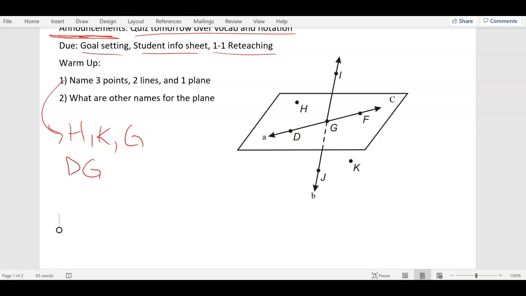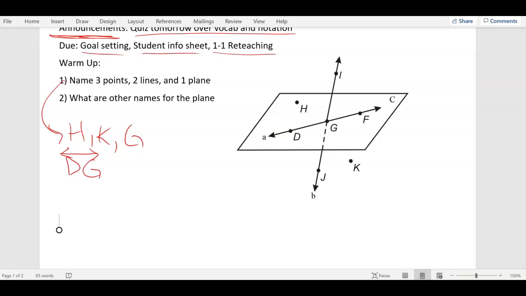But if it's a line, what do I got to put on top? A line with 2 arrowheads, okay? You can never just put 2 letters with nothing on top. Something always goes on top. So DG with a little 2 arrowheads on top, a line with 2 arrowheads, okay? Now, I'm going to show you something here, okay?